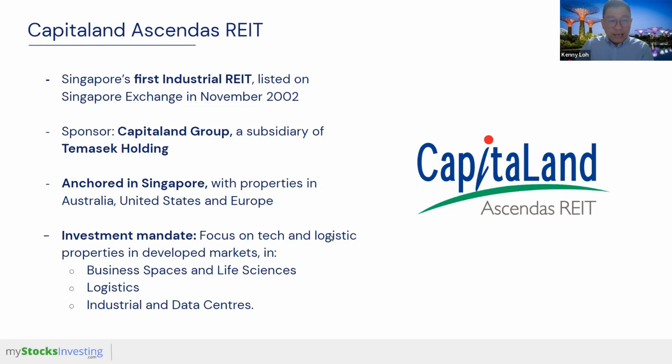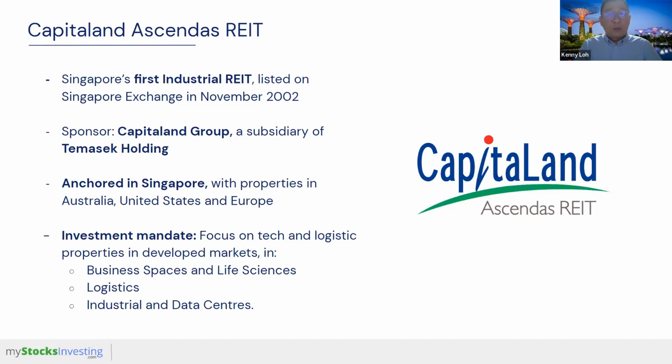And what would be their investment mandate? Ascendas REIT basically focuses on the technology sector, which is the growth sector, and also the new economy and e-commerce logistics in developed markets. So whenever the REIT invests in a developed market, fundamentally they are strong, and their portfolio is more resilient compared to emerging markets.